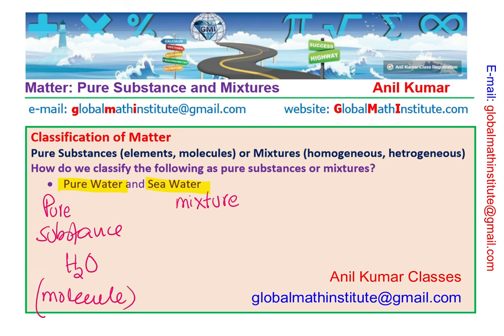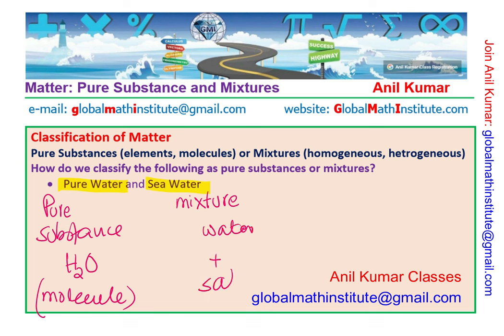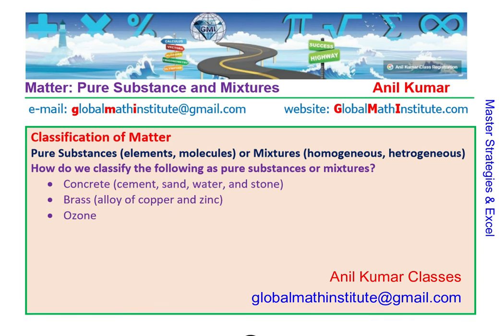The sea water is a mixture where we'll have water plus many salts and minerals. So that becomes a heterogeneous mixture. Now let's talk about the next topic, which is example.